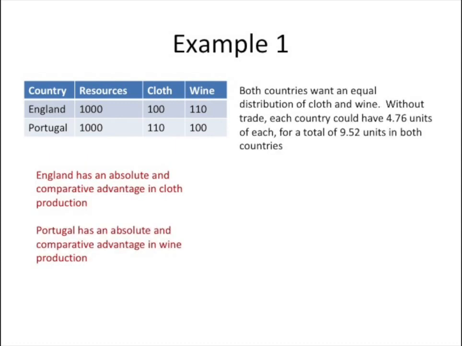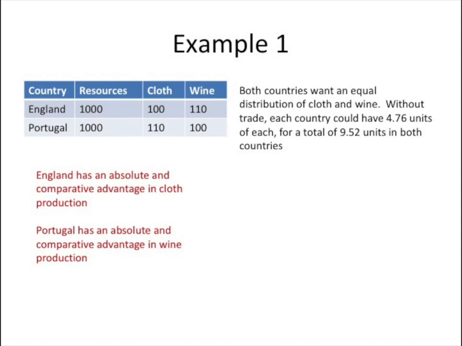All right, so England has the absolute advantage and comparative advantage in cloth production. Portugal, absolute and comparative advantage in wine production. Now, to show that trade will result in a better outcome for both countries, we're going to assume here, as you see listed on the right-hand side of the screen, that both countries want an equal distribution of cloth and wine. Why that happens, let's just say it does happen.